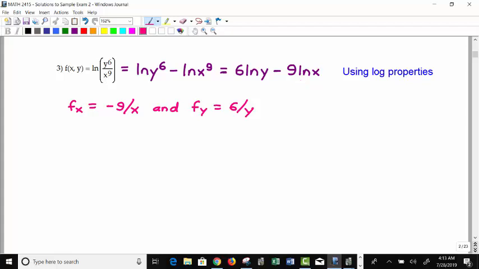Once you have this, for the x partial, the 6 ln of y contains no x, so it'll be 0, and then the derivative of ln of x with respect to x will be 1 over x, so it's minus 9 over x. And then with respect to y, the derivative of ln of y will be 1 over y, so it's 6 over y. And then that second term, 9 ln of x, will be 0, so nothing goes there. So here are your two partial derivatives for that function.